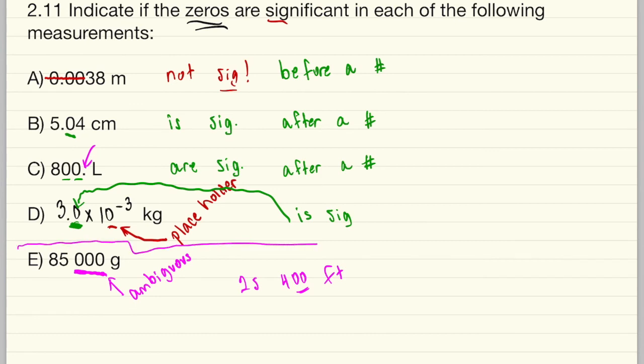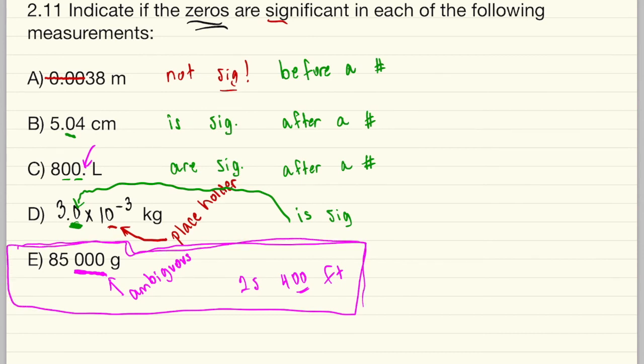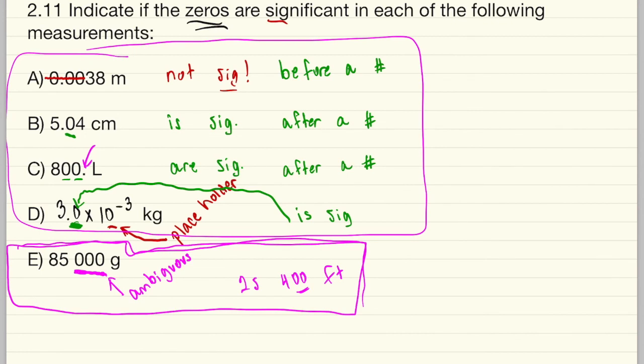In my class, if you're taking it from me personally, do not worry about these guys here. I will always have a decimal place in my number. The only rule you need to remember is that if a zero is before a number, it's not significant. If there's a zero after a number, it is significant. Do not count the powers of 10 as the zero as being significant.